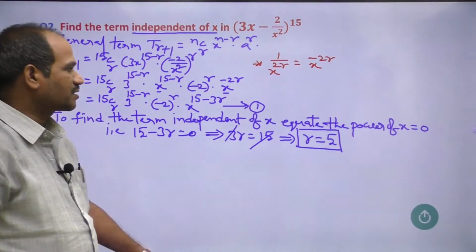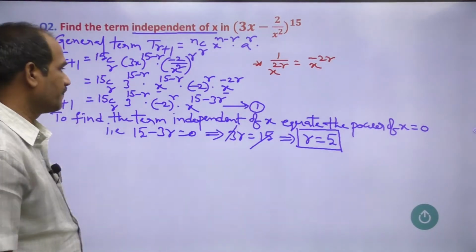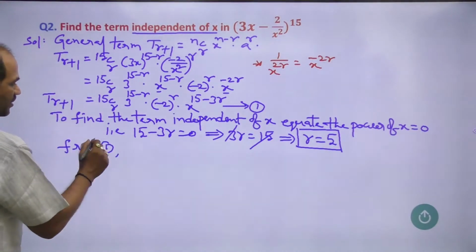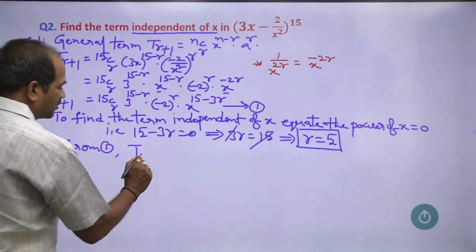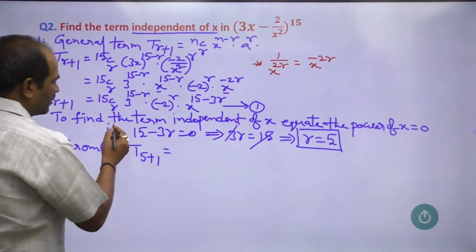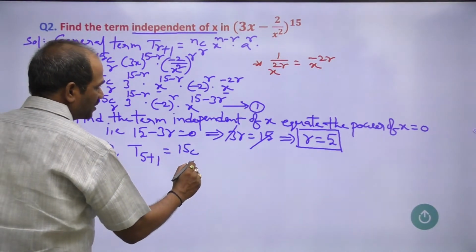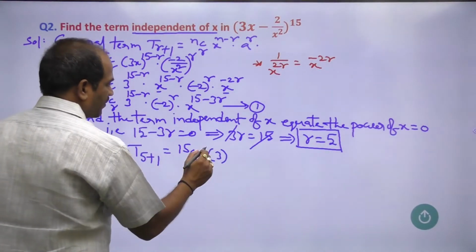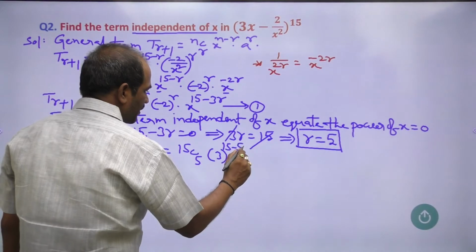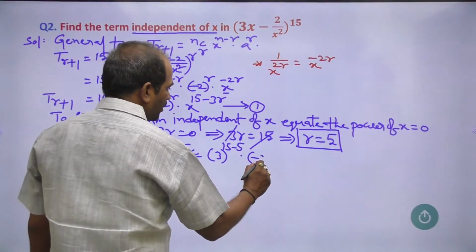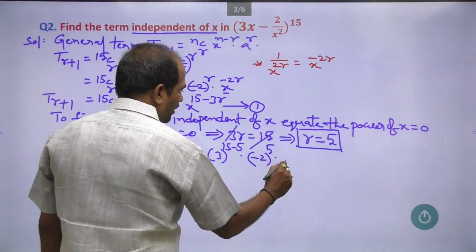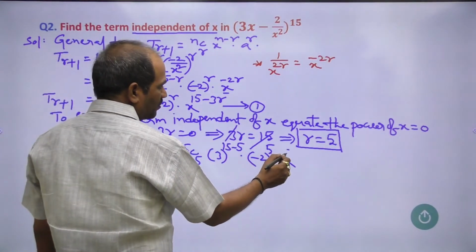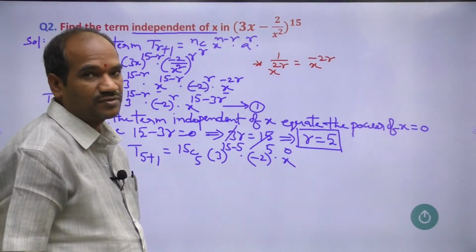Okay, so replace r value 5 in equation number 1. So from 1, T r value 5, so that is T5 plus 1 is equal to 15C5 into next 3 power 15 minus r value 5, into next minus 2 power r value 5 into x power. Replace r by 5: 3 into 5 is 15, 15 minus 15 is 0. x power 0, x power 0 value is 1.